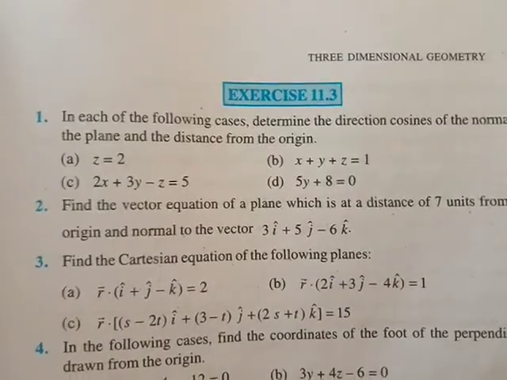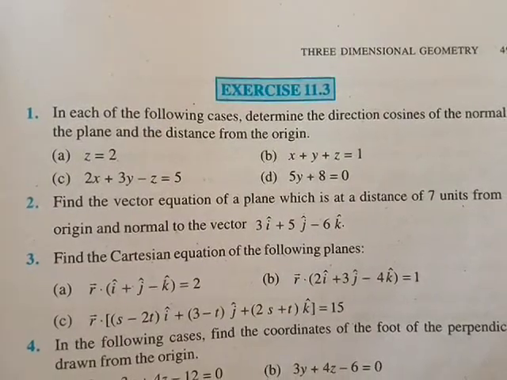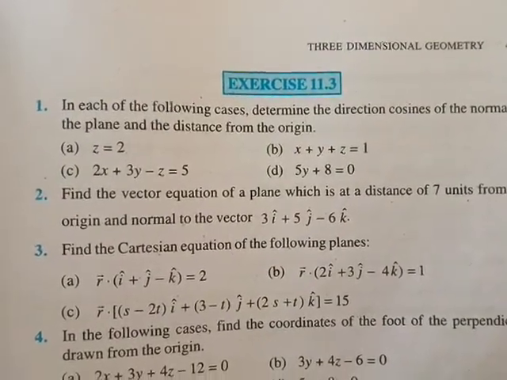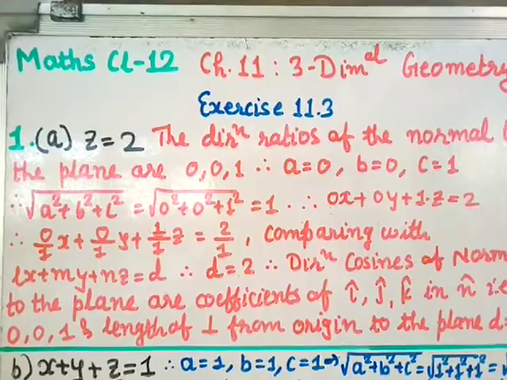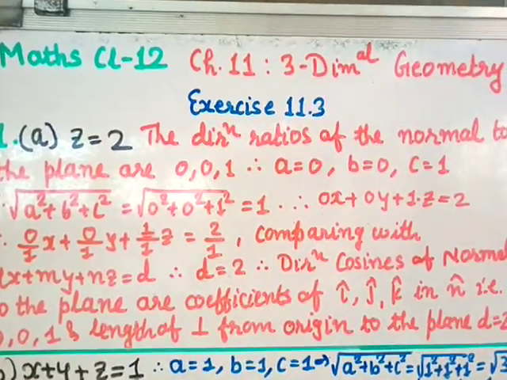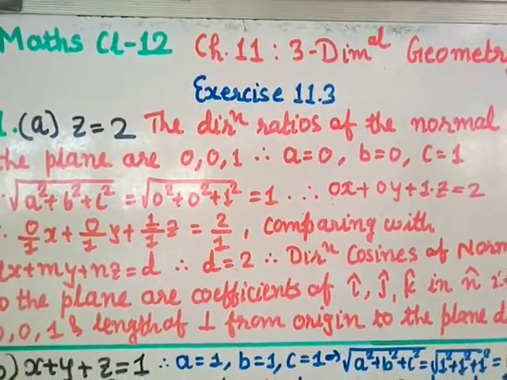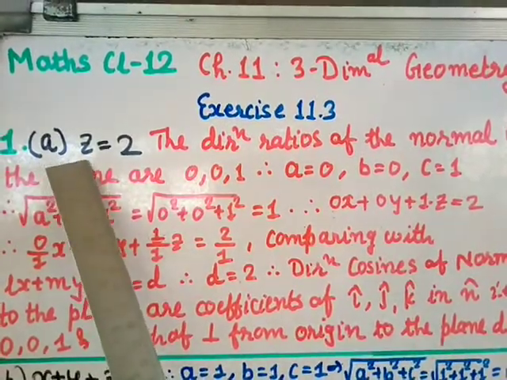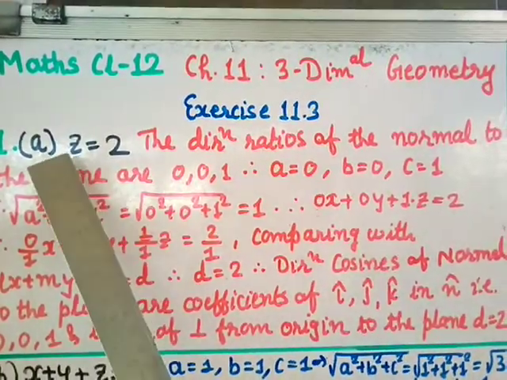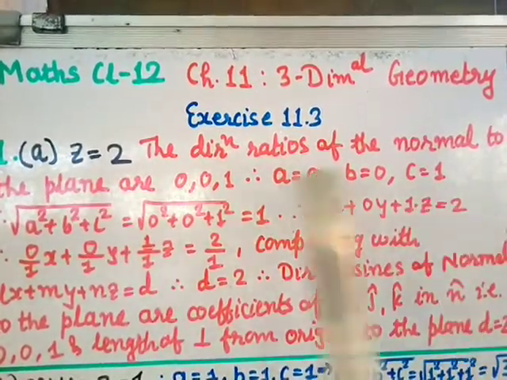Question number 1. In each of the following cases determine the direction cosines of the normal to the plane and the distance from the origin. Number A, z equal to 2. We shall compare z equal to 2 with ax plus by plus cz equal to d. Then if we compare, we get the value of a equal to 0 because the coefficient of x here is 0. Coefficient of y is not there, that means b equal to 0. And c equal to 1, that is the coefficient of z.